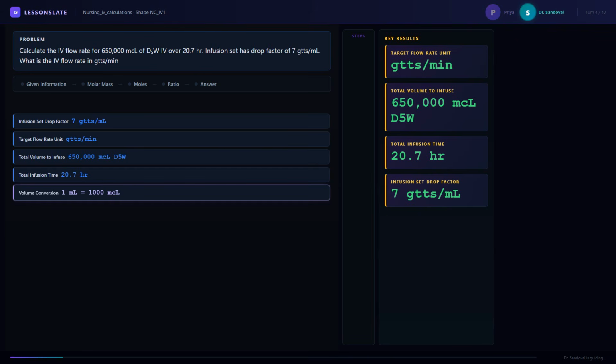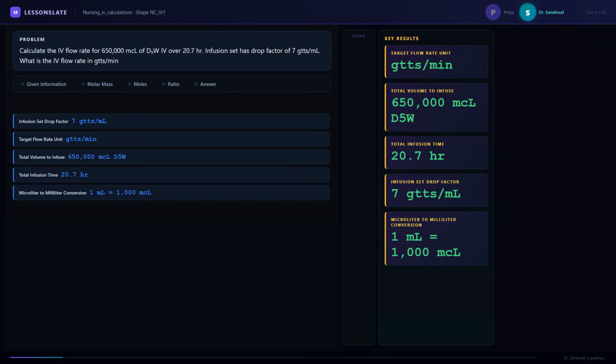You are absolutely right, Priya. There are indeed 1,000 microliters in 1 milliliter. That's a crucial conversion for many nursing calculations. Now go ahead and calculate how many milliliters 650,000 microliters would be.